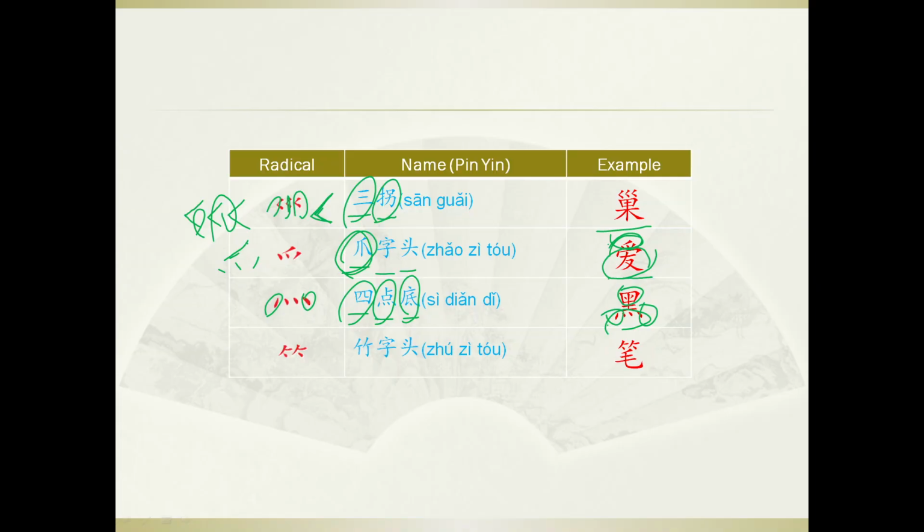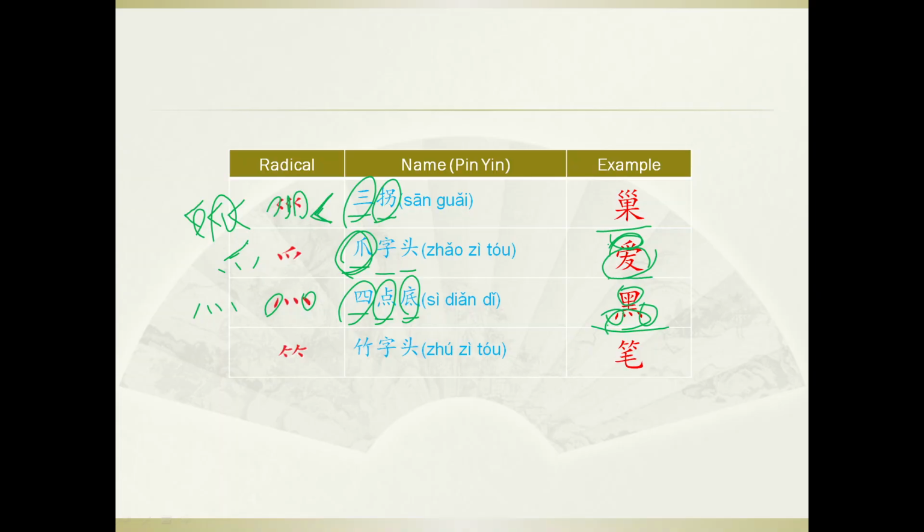Let's write this radical. Left dot, right dot, right dot, right dot. One example is 黑, black.